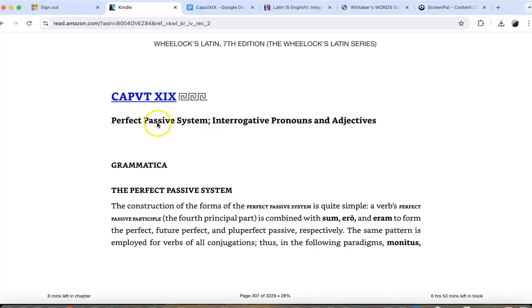What is the passive system? Well, the passive system, as was introduced in chapter 17, is a question of voice. English and Latin have two voices, active and passive. English prefers active voice, but we will see that Latin uses passive extensively. So as always, you'll want to read these descriptions of the grammar concepts.